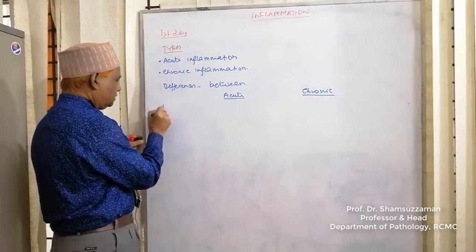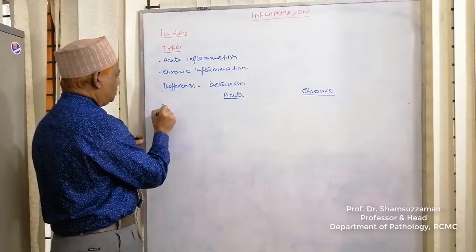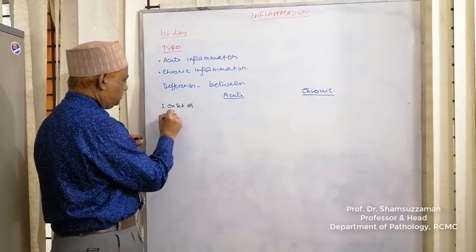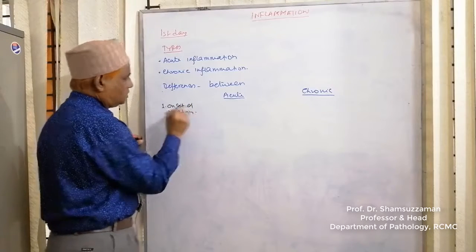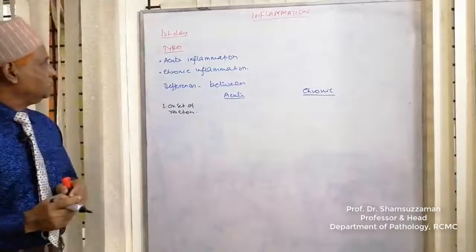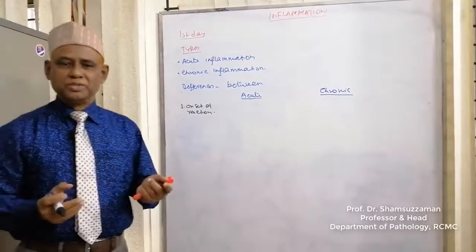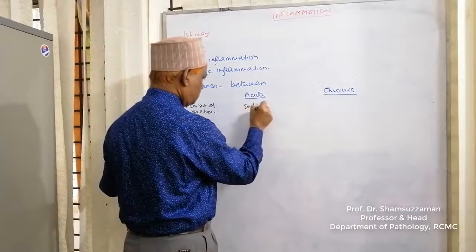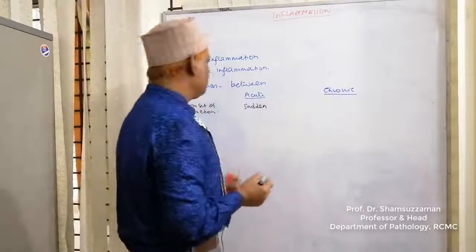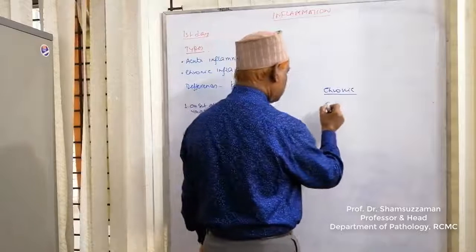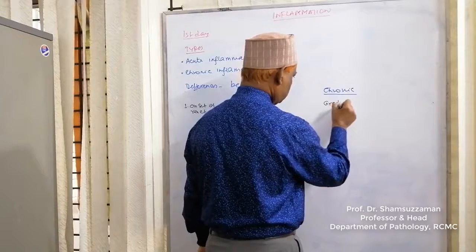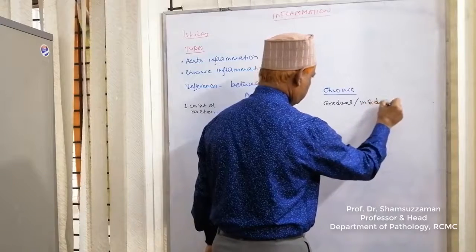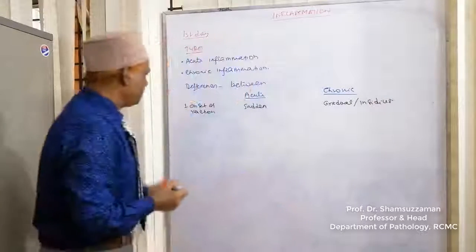Number one, onset of reaction. In case of acute inflammation, onset is sudden. But in case of chronic inflammation, the onset is gradual, that is insidious onset.